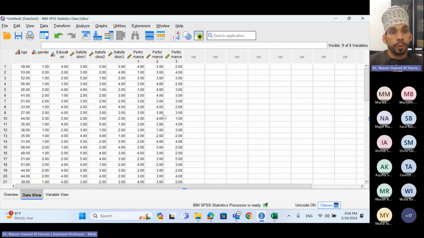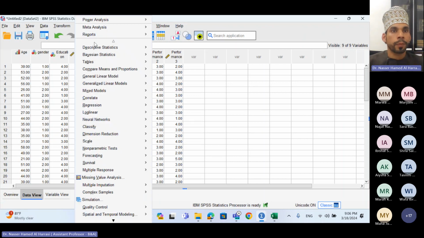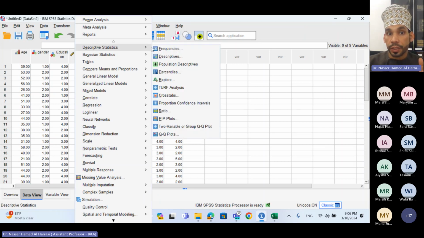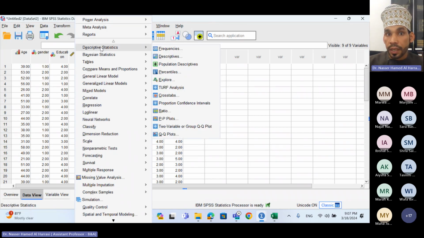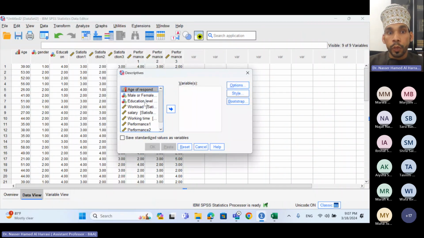The relationship. But before that, let me go to the descriptive. Forget the relationship for now. I forgot to mention that. There is the descriptive. We measured the reliability, now we will move to the descriptive statistics. Go to analyze, descriptive statistics, then descriptives here. Then we bring all of them, all the items that we are having.